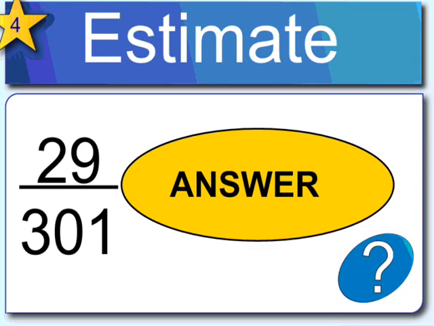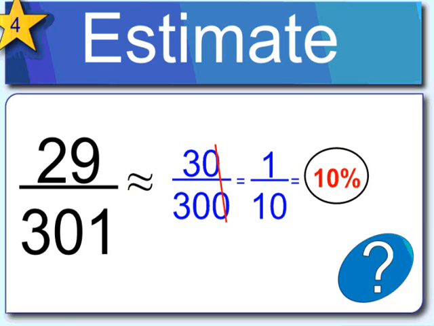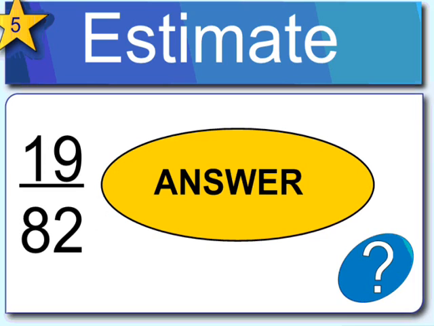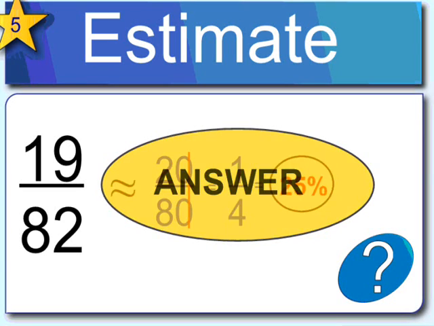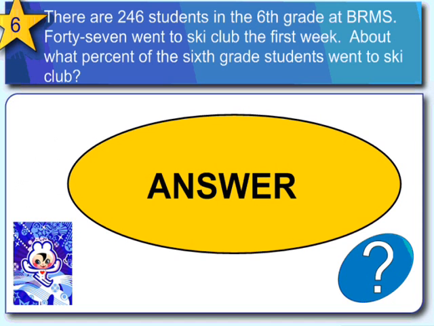Well, we'll do a couple more. What about 29 over 301? Again, this one's pretty simple. I'd probably round 29 to 30 and 301 to 300, which would be 1/10, and 1/10, piece of cake, turn that into 10%. 19 over 82. I'd probably round 19 to 20 and round 82 to 80, which simplifies to 1/4, and that would be 25%. So what we're doing is we're trying to look for basic fractions.